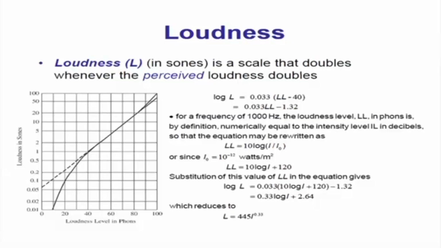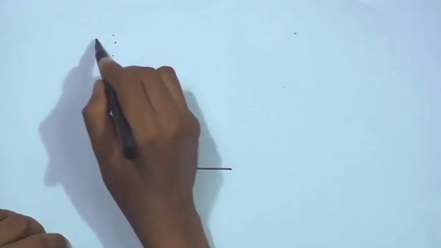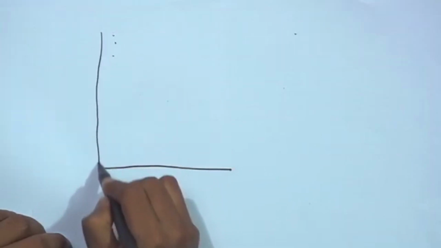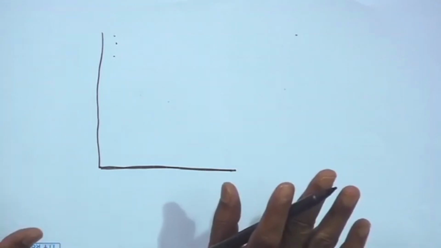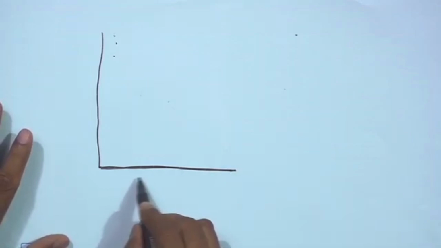Now, how do you measure loudness in sound? Sometimes it is also called sone. Now, I want to find the relation between intensity and loudness. How do you do it? I design a perceptual experiment, taking human beings with normal hearing capability. I produce loudness in phone.